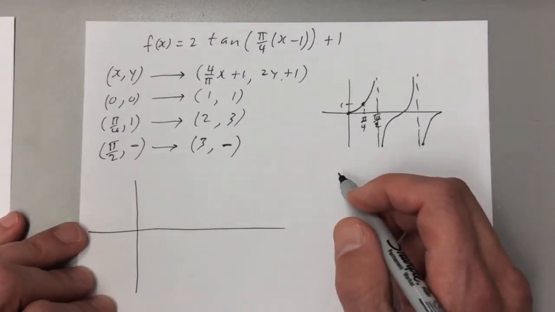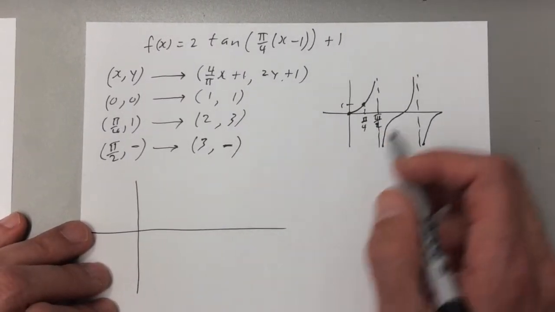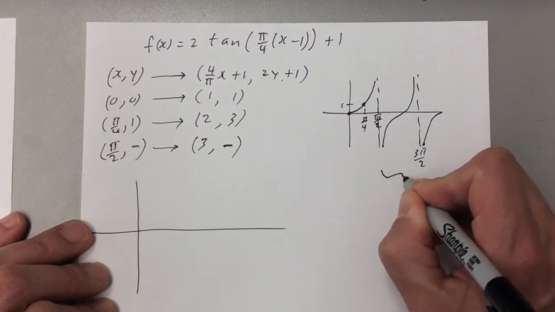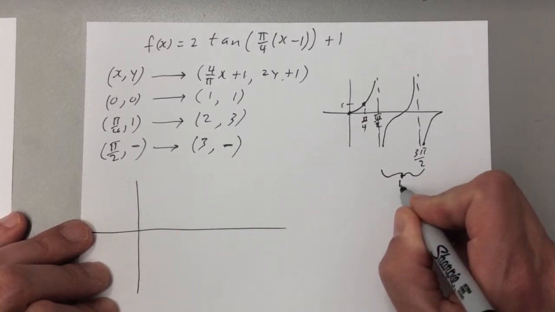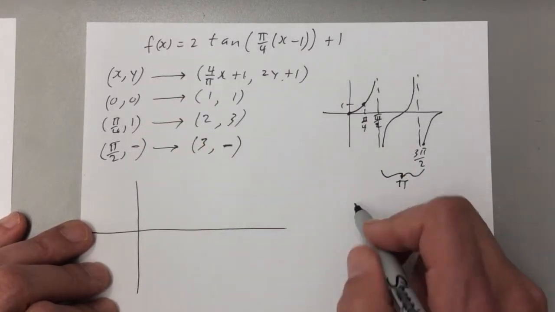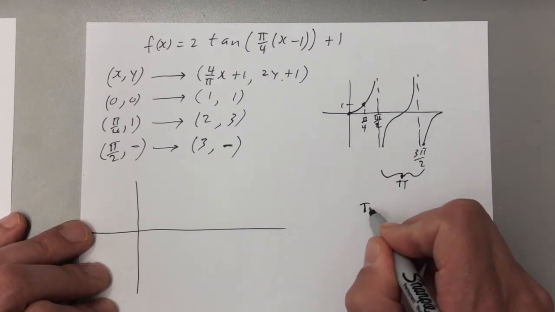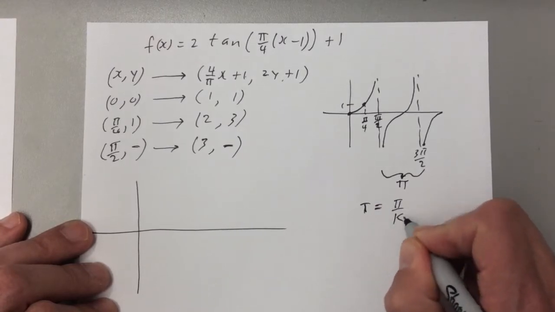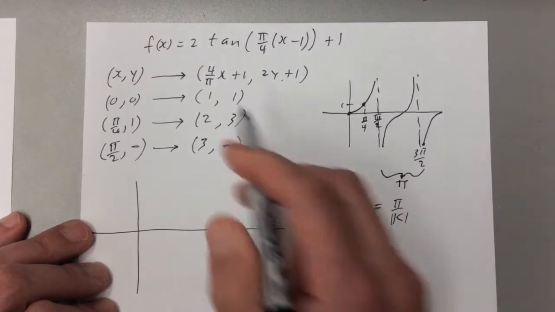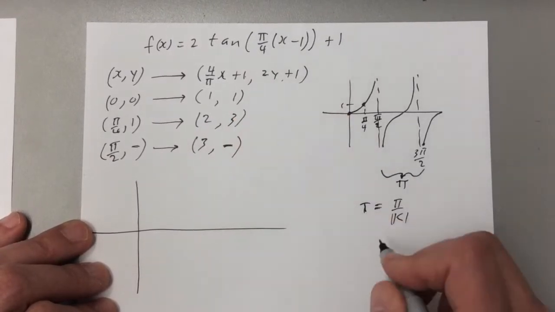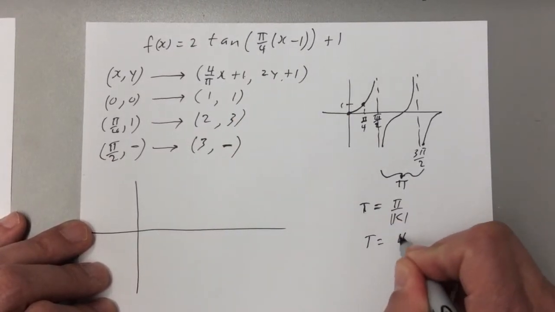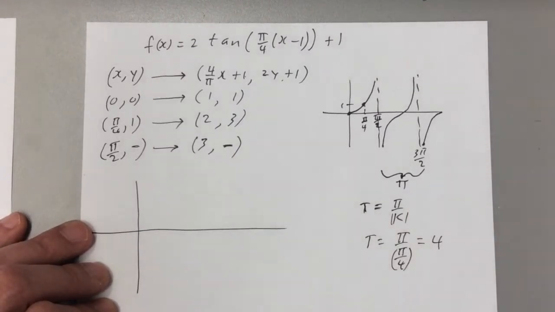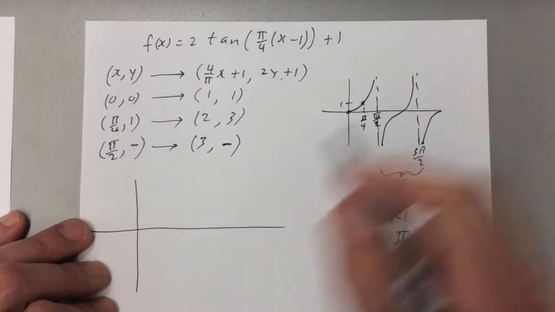And another thing that we want to look at is, what is the period? So the period of this graph, there's pi over 2, there's 3 pi over 2. The period of this tan function, remember, is pi. It's not 2 pi. So the new period, T equals pi over the absolute value of k, and k is pi over 4. So we're going to have T equal to pi over pi over 4, which just ends up equaling 4. So in 4 units, it goes through 1 full cycle of the tan graph.